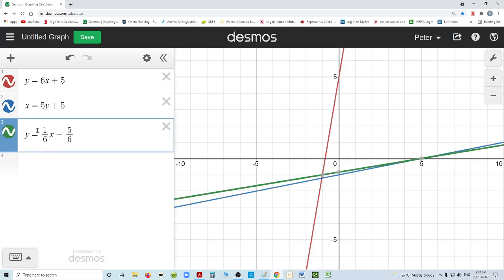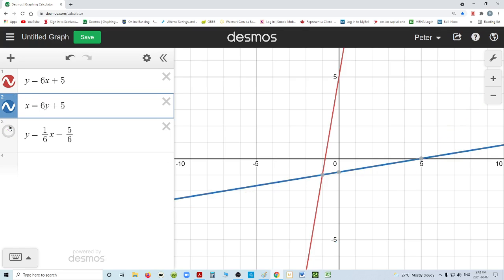So, oh, did I get something wrong? Yeah, it's not 1 over 6. No, it should be the same. Oh, I got it wrong in the blue equation right there. I didn't rewrite the equation properly. It's 6y. There we go.